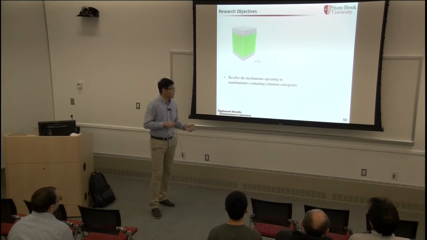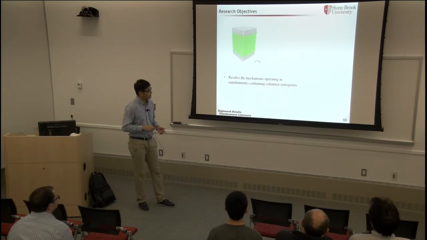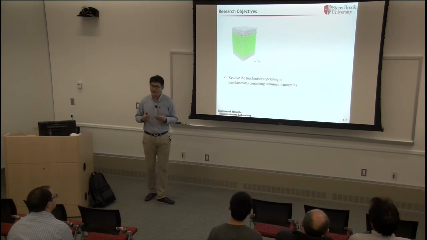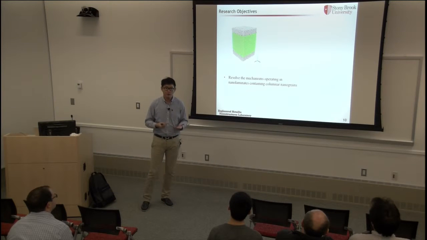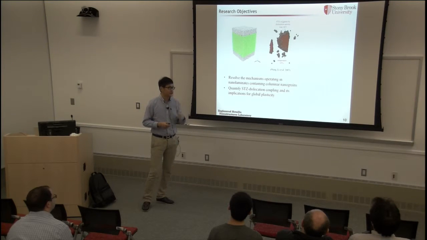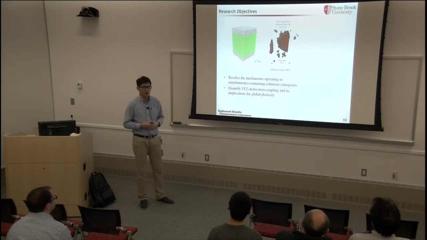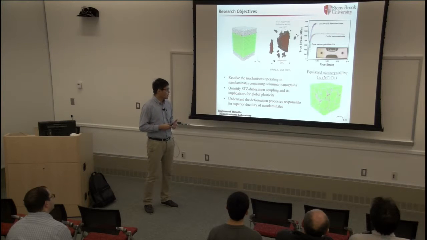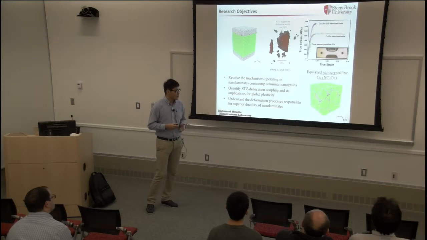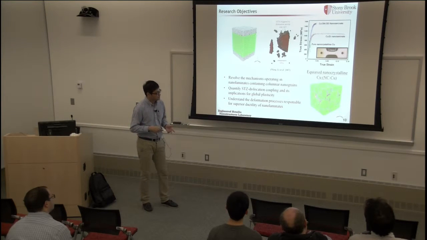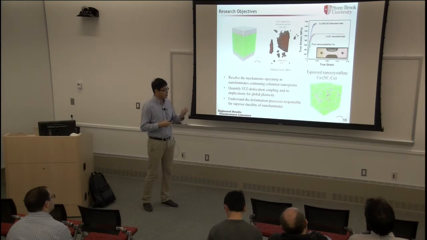First is to resolve the mechanics operating in a nanolaminate containing columnar nanograins. In the previous structure, one important structural factor is missing, which is the grain boundary. And we all know that grain boundaries play a crucial role in the deformation of nanocrystalline materials. The second is to quantify the STZ-dislocation coupling and its implication for the global plasticity. And the last is to understand the deformation process responsible for the superior ductility of the nanolaminate when we compare it to the equiaxed nanocrystalline copper, which has random orientations and an equiaxed form.